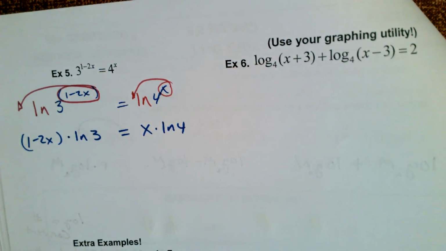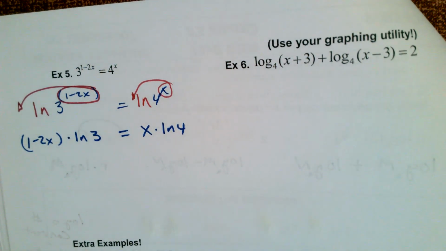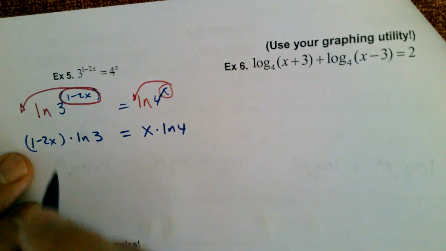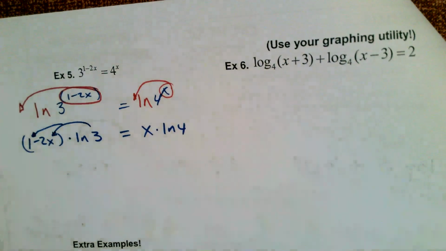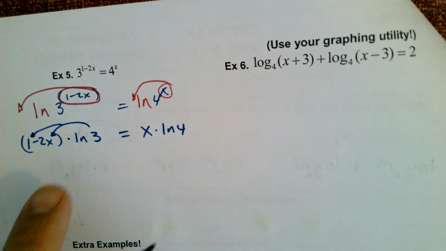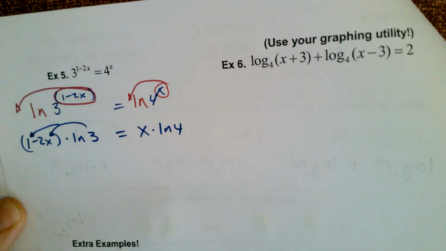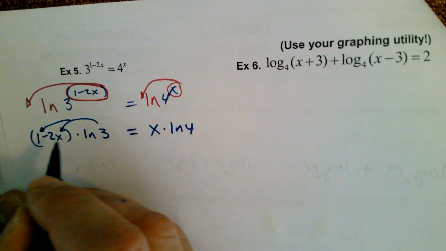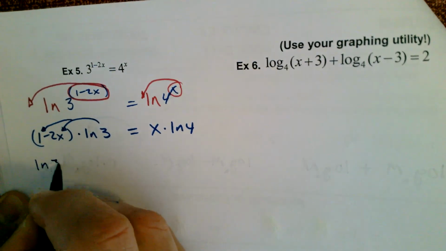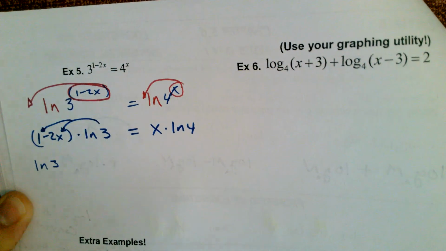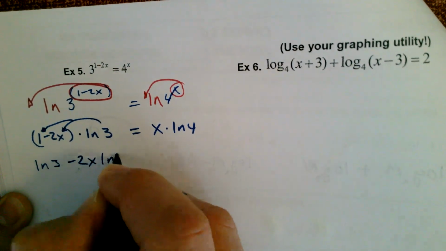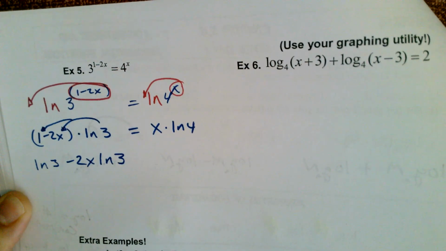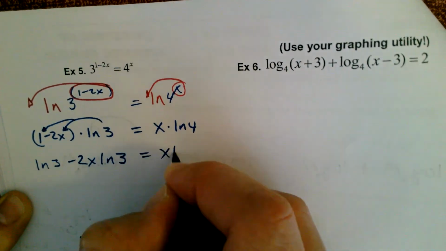Well, listen to your heart. Your heart's probably telling you what our next step is. I always say listen to your heart. It'll be Valentine's Day before you know it. Your heart's probably telling you I probably need to distribute this thing. So we're going to take natural log of 3 and distribute to both terms. So natural log of 3 times 1 is just natural log of 3. And then natural log of 3 times negative 2x is just negative 2x natural log of 3. And now that's equal to x natural log of 4.